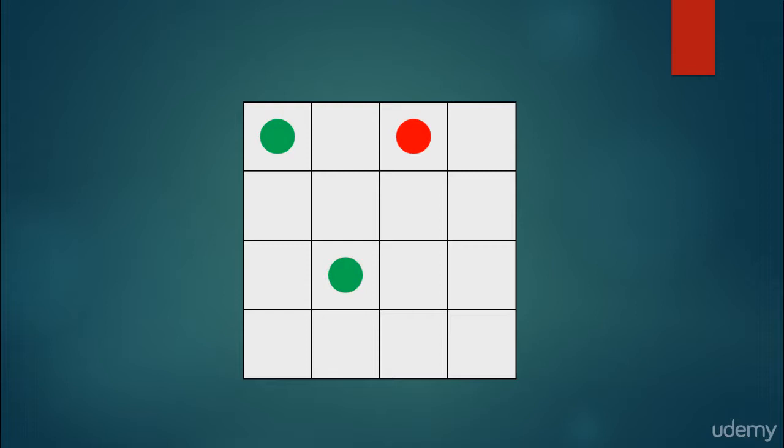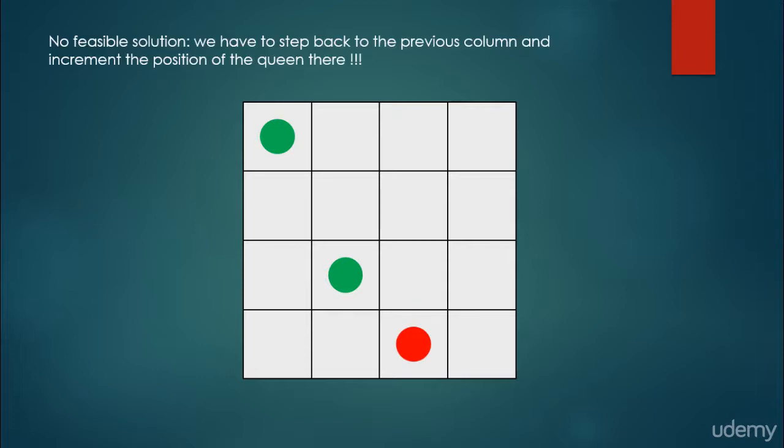So we go to the third one. It is not a good solution. It is not a good solution. It is not a good solution because the second column queen is able to attack it, and this is not a solution either. So there is no feasible solution.